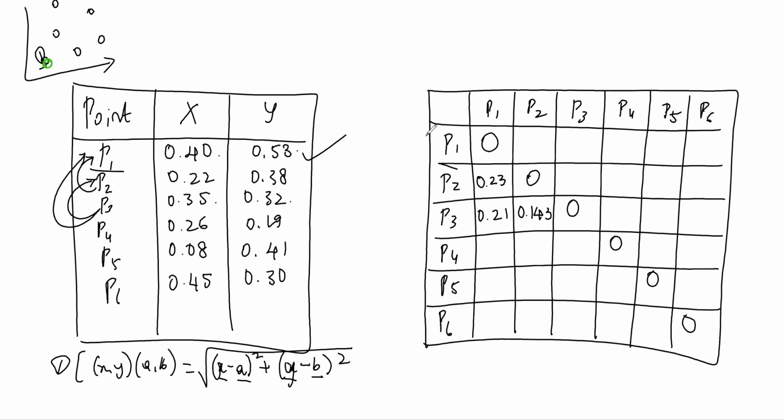Then another candidate P4 came up, a student saying, hey, even I'm in the group, start identifying me also. So P4 comes into the picture. Let's identify that point with respect to P3. P4 with respect to P3 is 0.026 minus 0.35 the whole square plus 0.19 minus 0.32 the whole square.